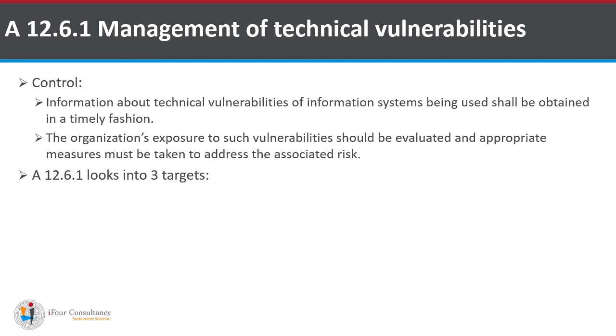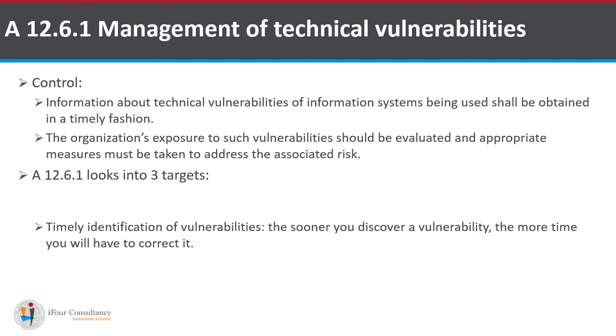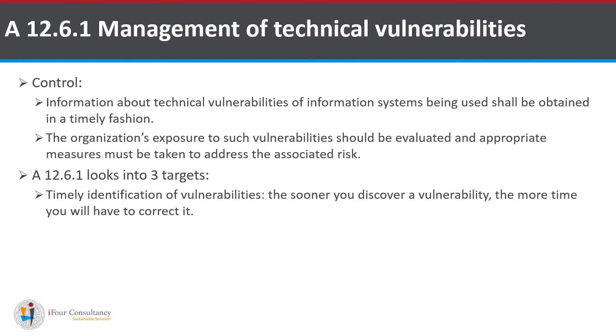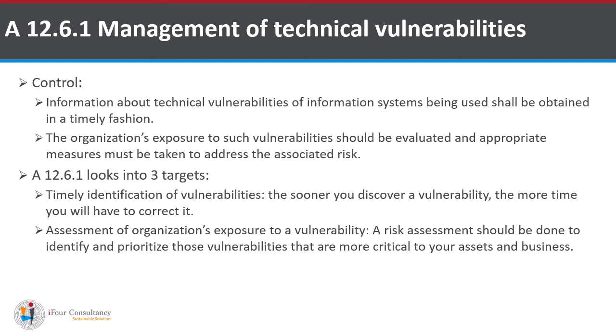This control, A12.6.1, looks into three targets. The first target is timely identification of vulnerabilities. The sooner you discover a vulnerability, the more time you will have to correct it. The later you discover a vulnerability, the more difficult it will be to correct, and hackers can easily exploit it.